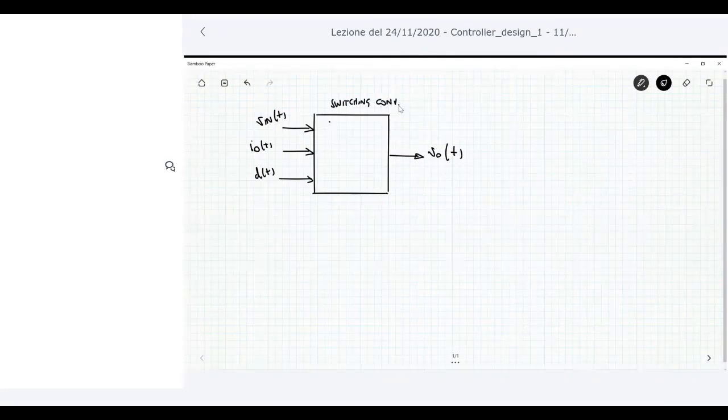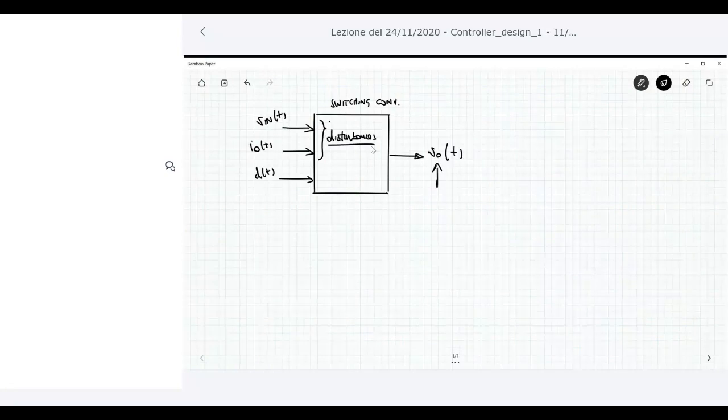Okay, so as I said, we have to maintain V0 stable when you have variation of these three quantities. These two quantities here can be regarded as disturbances. It means that I want to minimize the impact of the variation of these V in and I naught on the output voltage V naught. So this is something that I want to minimize.